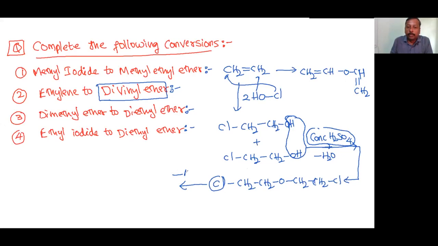So for that we will use alcoholic KOH. Already I told you aqueous is different, alcoholic is different. In organic chemistry, you have to be very careful about what is written on the arrow. See, people will concentrate only on KOH, but aqueous means substitution, alcoholic means elimination. Alcoholic means elimination.